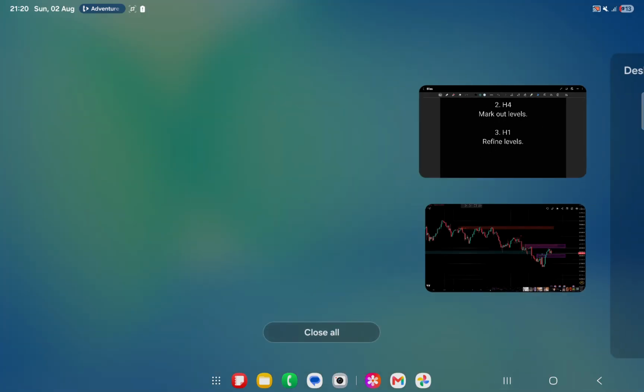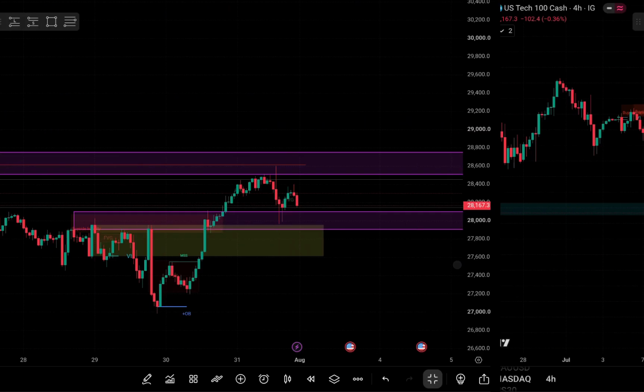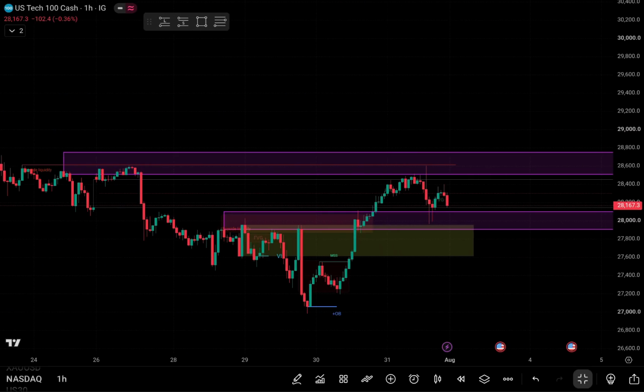Refine levels. Okay, those levels were refined. The support and resistance that I placed, as it is at the time, are placed to show the key levels that the market is stuck in, and we'll just see what happens from here.